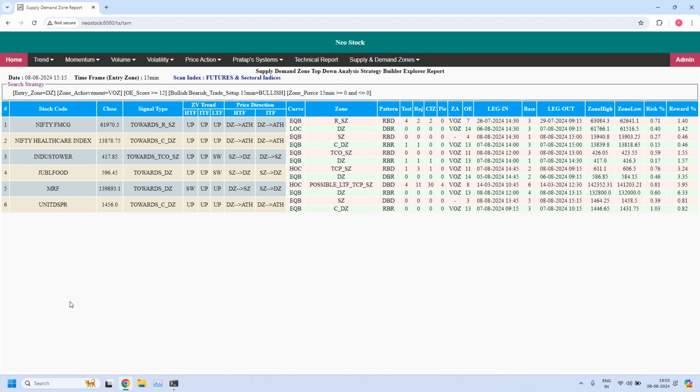6 stocks are filtered. These 6 stocks are bullish trade setup for daily income trade. That is, entry time frame is 15 minutes here.